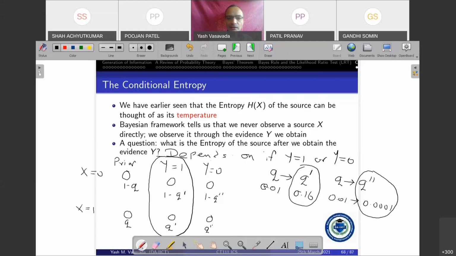And what will be the entropy of the source if y is equal to 0? In that case, q will be replaced by q double prime.